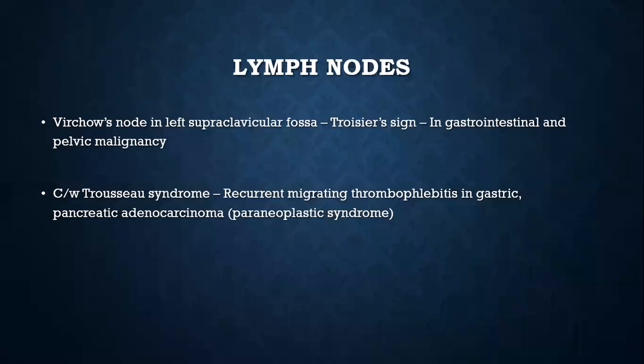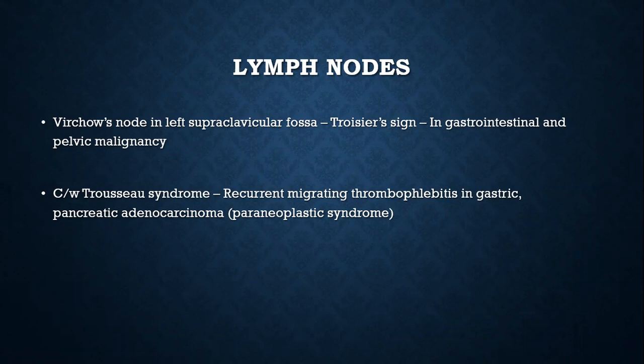So after looking at the nails, we are left with the lymph nodes. The lymph node which we specifically have to look for in the case of GIT will be the left supraclavicular fossa, which is the 11th region of the abdomen I told you. That is called Virchow's node, which is seen in the left supraclavicular fossa. The presence of this node is called Troisier's sign. It's a sign of gastrointestinal and pelvic malignancy.